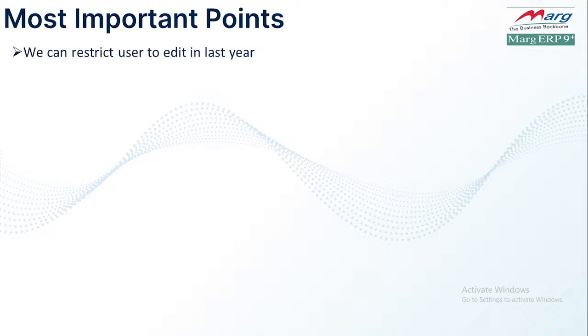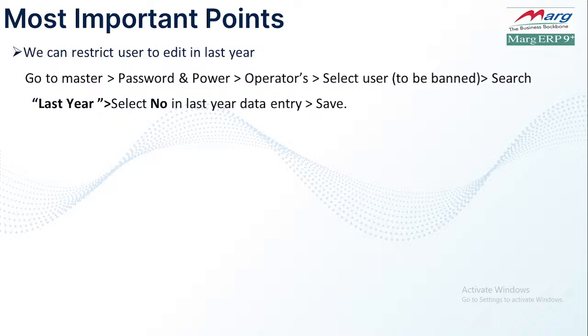After that, if you want to restrict the user instead of completely banning the user, for that you have to follow the path master, password and power, operator. You have to select the user for whom you are making the changes. Then you have to search last year and there you have to select no and make the changes.